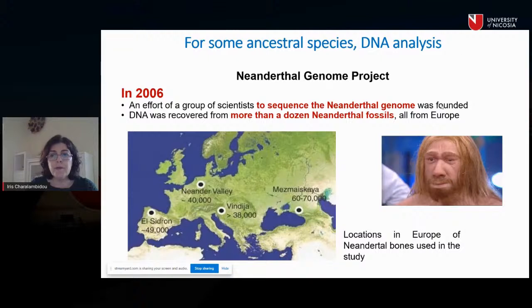So, for example, in relation to Neanderthal fossils, scientists managed to extract DNA from many specimens of Neanderthals. And for example, in a study called the Neanderthal Genome Project, which was a very big project, its aim was to sequence the Neanderthal genome. The scientists collected DNA from fossils from sites in Russia, Croatia, Germany, Spain, and analyzed these so that they could sequence the full genome of Neanderthals. And what did they find?